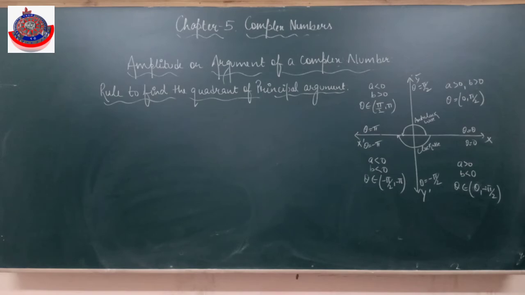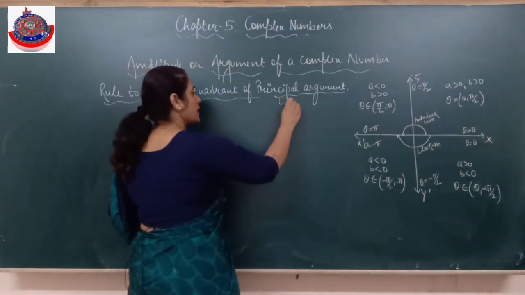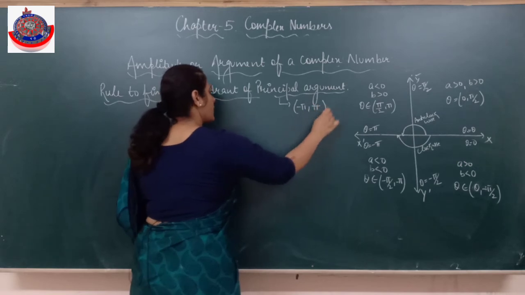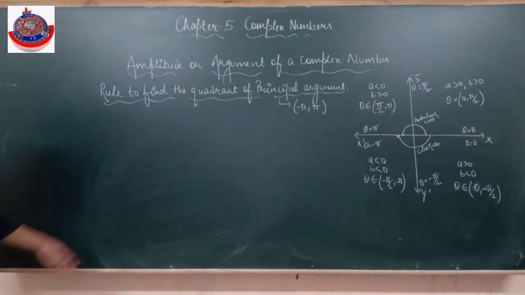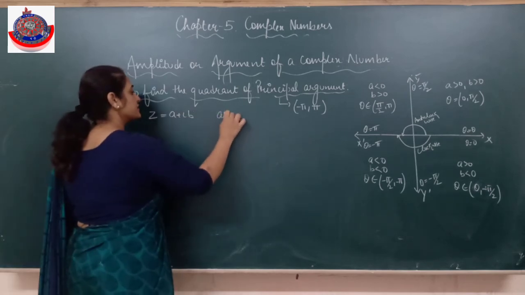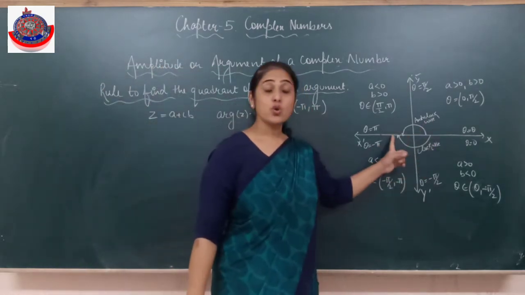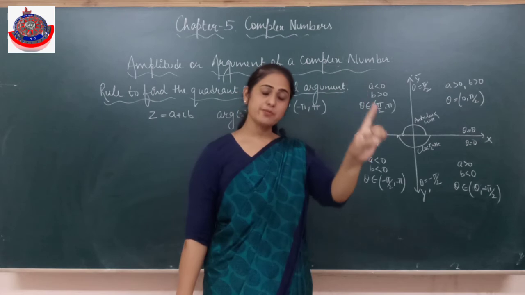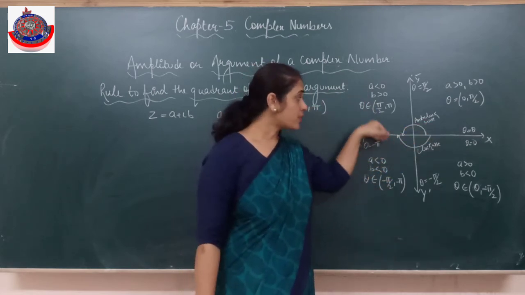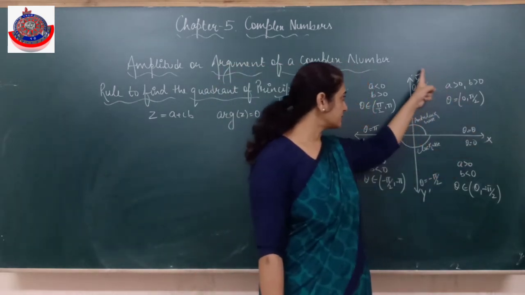Alright. Now, the rule to find out the quadrant of the principal argument. We know that the principal argument lies between minus pi to pi. I need to find out the quadrant in which the principal argument lies. So z is a complex number, and let the argument of z be denoted by theta. We know that anti-clockwise angles are always positive. You have measured, no? If you see the protractor also, 0 starts from like this. Clockwise angles are always negative. Is it clear?